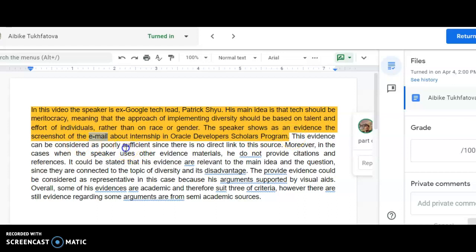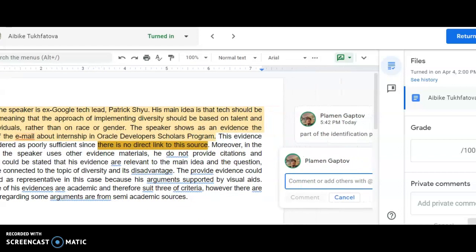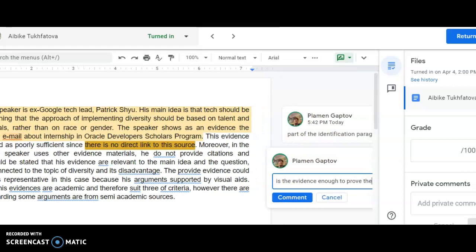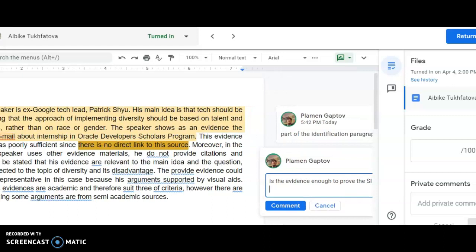So the evidence is considered as poorly sufficient. Okay, very good. Why? Now here, when you say because there is no direct link to the source, maybe, but that's not the kind of things we're looking at. Sufficient, even if there was a link to the source, that would not make it sufficient. Sufficient is basically you're asking yourself the question, is this evidence enough to prove the supporting idea? Right? That's the question. Is the evidence enough to prove the supporting idea? And the answer is absolutely not.